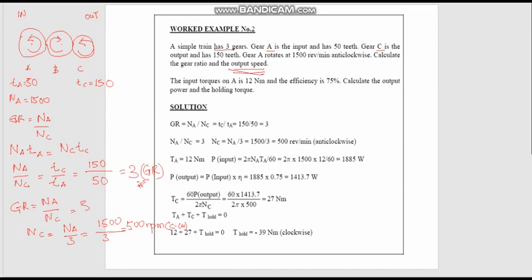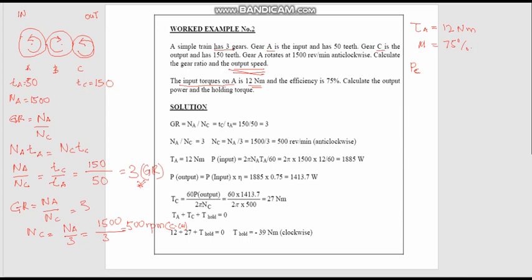So the next section of the question says that the input torque on A is 12 Newton meter. So we know that torque A, which is input, is equal to 12 Newton meter, and the efficiency is equal to 75%. So calculate the output power. So we want to find out P output, which is PC.